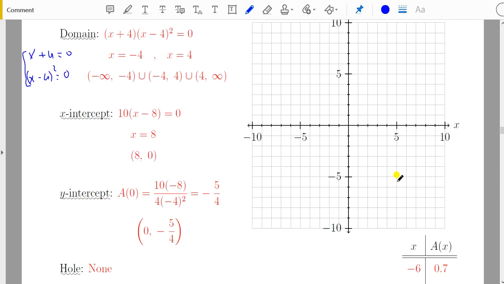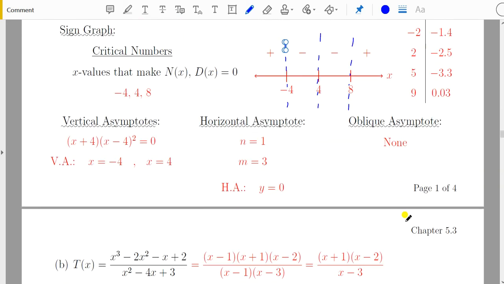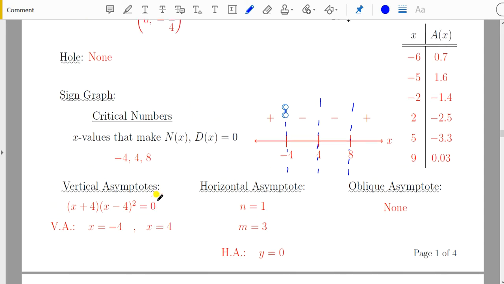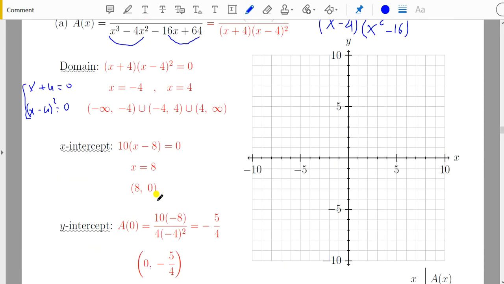Okay, so now we have every piece of information that is required, and it's time for us to plot the function. In order to plot a function, the best way is to first plot the vertical asymptotes. So we know that x equals minus 4 and x equals 4 are the vertical asymptotes. So I go ahead and plot them. This is minus 4, and then plus 4, which is here.